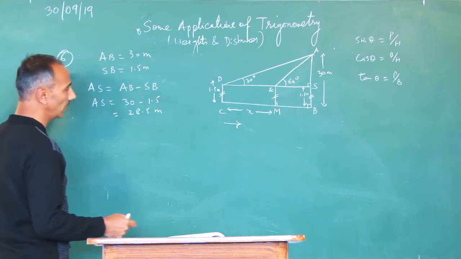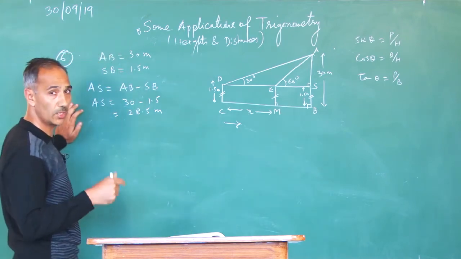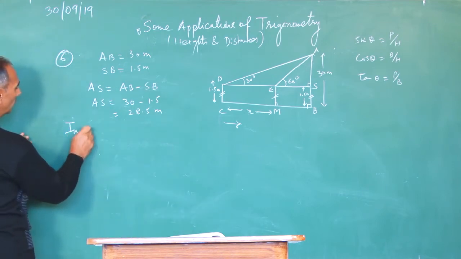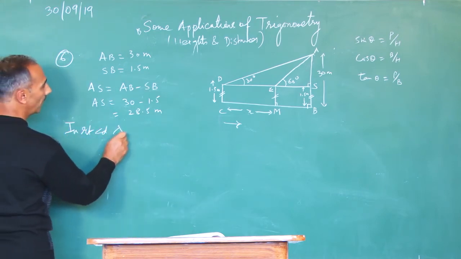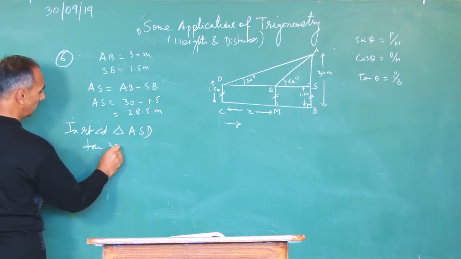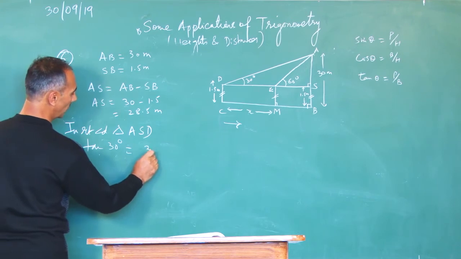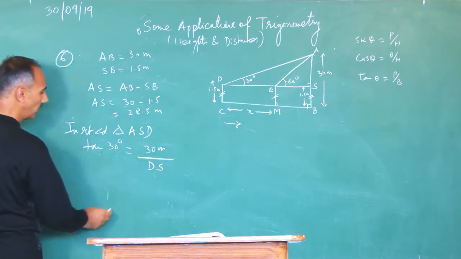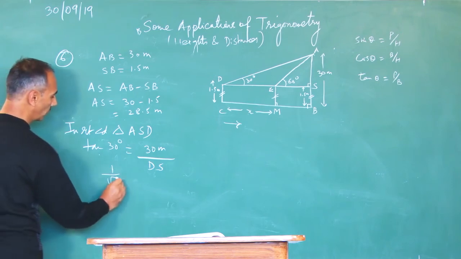So we will enter both the right triangles. Now, which right triangle? The smaller one or the bigger one? It's one and the same. Doesn't matter. So I will move on to right angle triangle ASD. Make use of tan. Tan of 30 is perpendicular, that is 30, upon base. Base is DS. How much is tan 30? It's 1 upon square root 3.